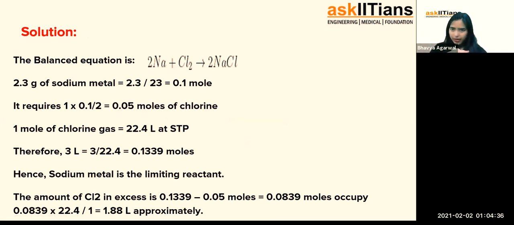And the balancing is very easy. So 2 sodium plus 1 chlorine gives you 2 sodium chloride. Now you remember that the numbers which you write before the atom or molecule in a balanced equation represent the moles. It means that 2 moles of sodium react with 1 mole of chlorine to give 2 moles of NaCl.